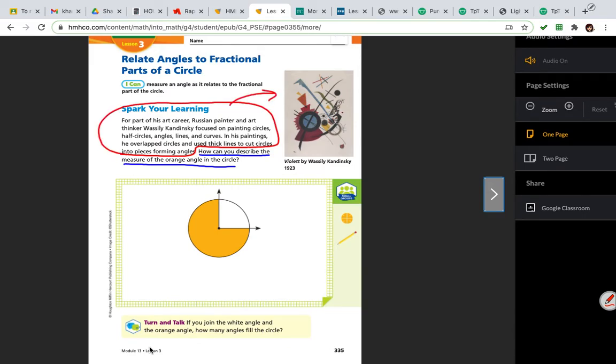Are we going to need to use that information? No, we don't even need this information. We're going to use this question and look at the picture. How can you describe the measure of the orange angle in the picture? Well, we can decide that the white section looks like 1/4. So we can say that the orange section right here must be 3/4 of the circle.